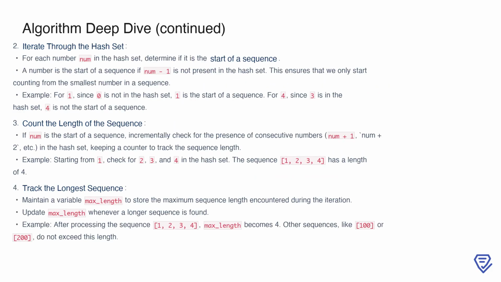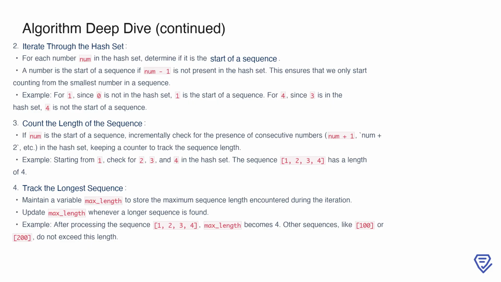Once the hash set is created, we iterate through each number in it. For each number, we determine if it is the start of a sequence. A number qualifies as the start if the number just before it, number minus 1, is not present in the hash set. This ensures we only start counting sequences from their smallest element. For example, in the hash set 100, 4, 200, 1, 3, 2, the number 1 is the start of a sequence because 0 is not in the hash set. However, 4 is not the start of a sequence because 3 is present.